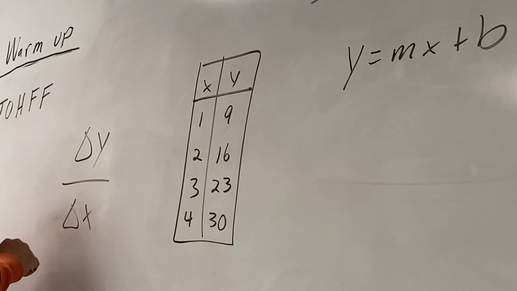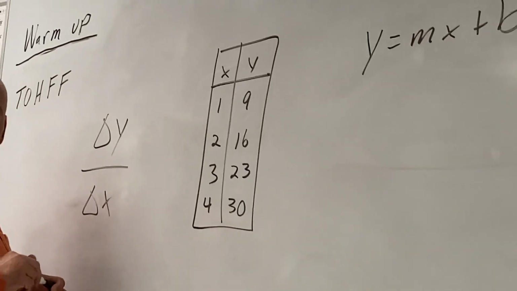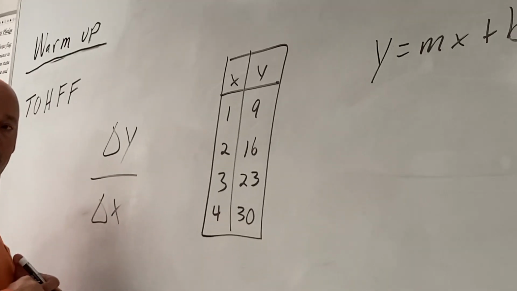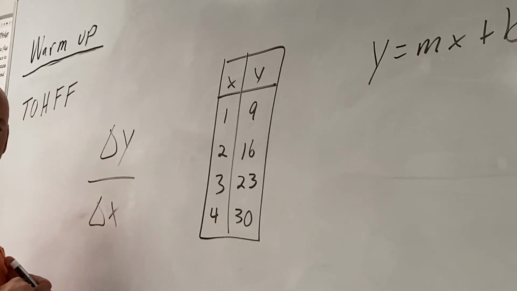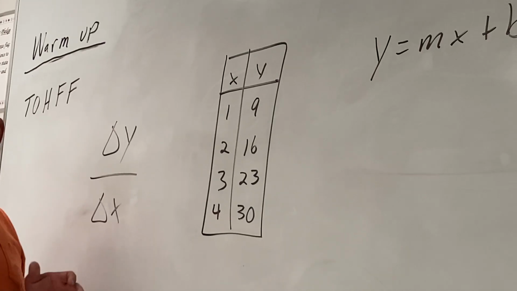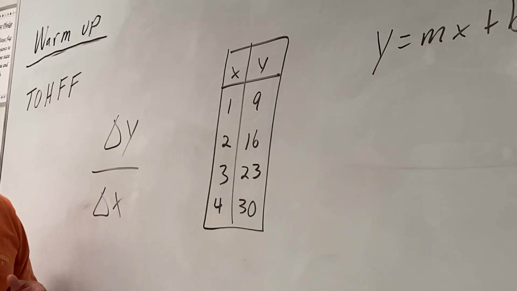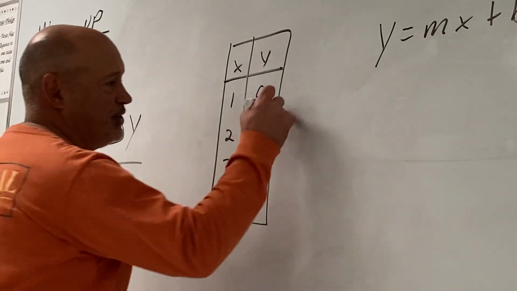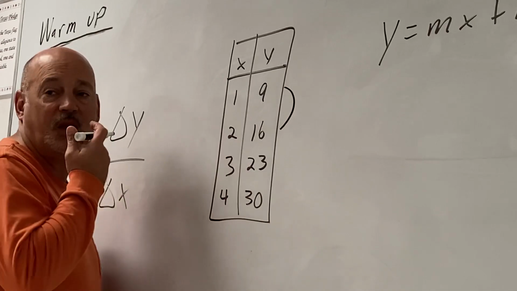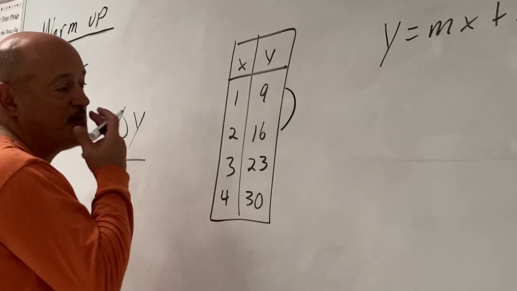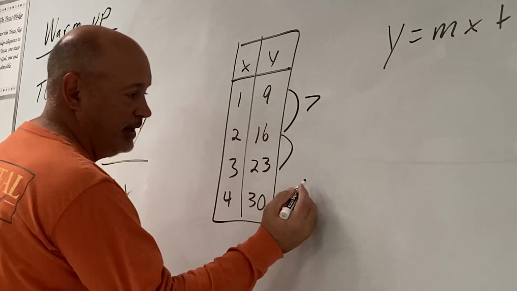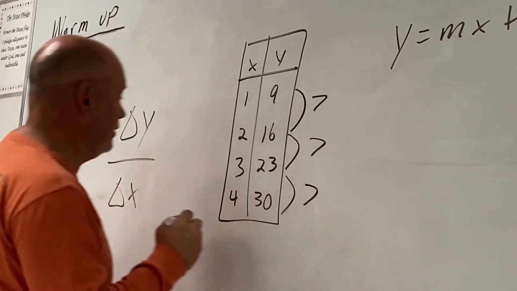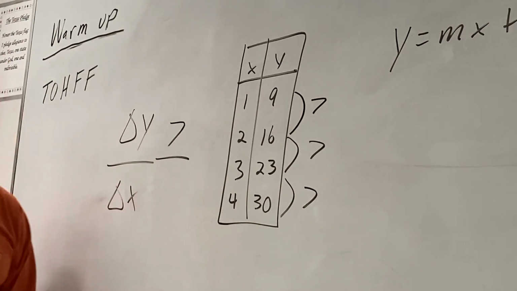What does that mean? Something y, the what y? The changing one. So what's the y's changing by, Skylar? 7. Yep. About here, 7. What about here? 7. You'll agree that the change in y is 7.